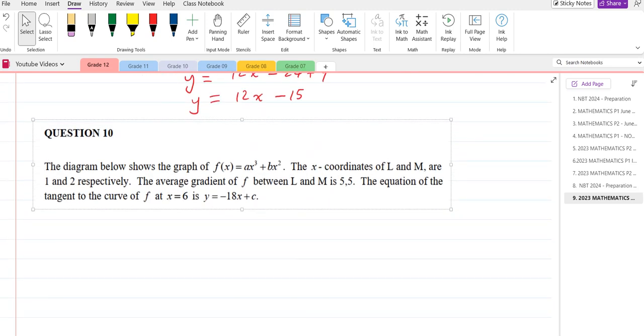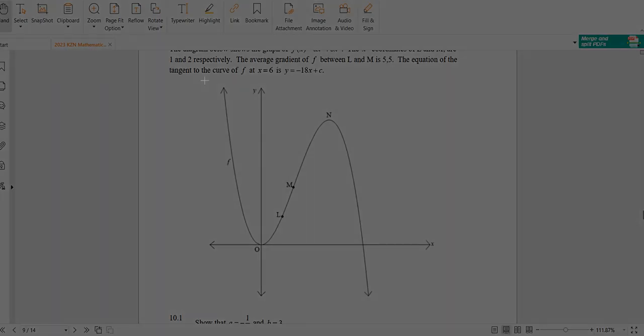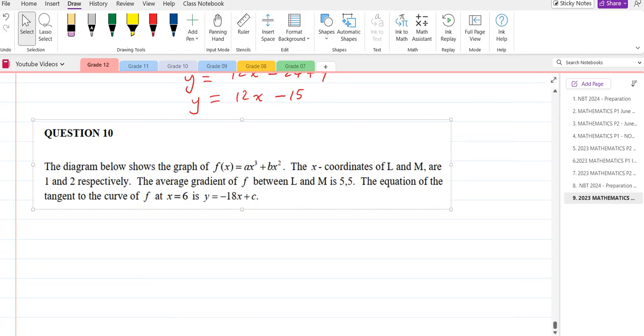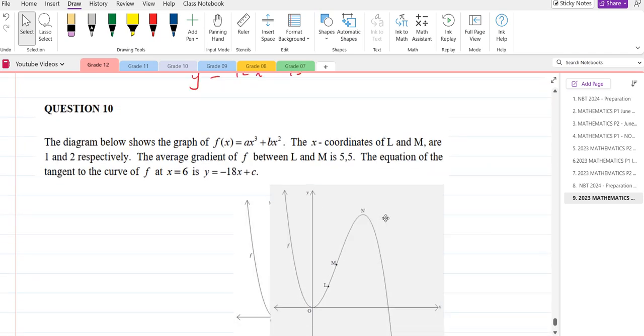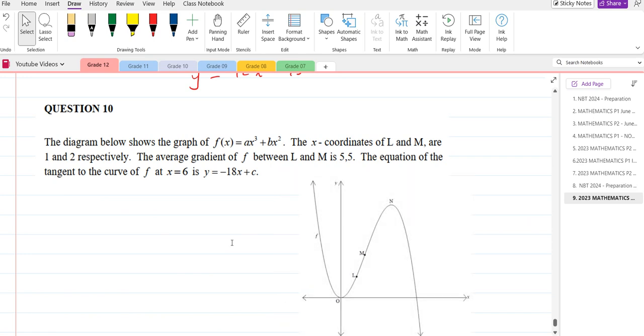Question number 10. Right, so we have a cubic function. Let's see what information is given. We need to analyze this function first and then see what they want. Let's read the information. The diagram below shows the graph of f of x. Now, it's nice because they already gave us the graph of f of x, right? In this form, you only need to solve for 2 values. It's not the full form, right?